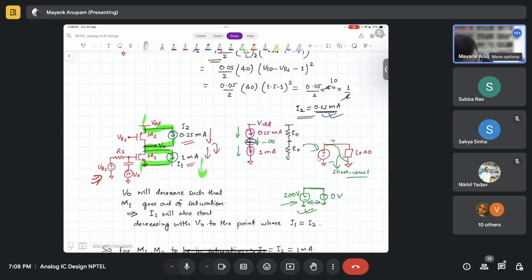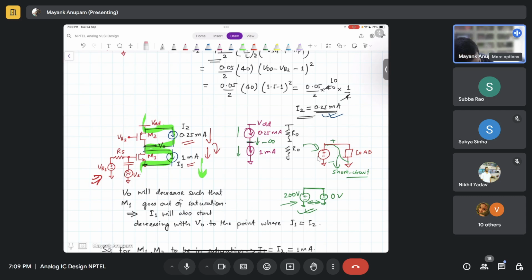So with any mismatch in current, what will happen? Current is basically the flow of charges, isn't it? So charge will start building up here, or it will start draining from here. In this case, 1 milliampere is being demanded, and 0.25 milliampere is being supplied. So suddenly the charge at this point will start decreasing, right? Which means that the voltage will suddenly go down to minus infinity.